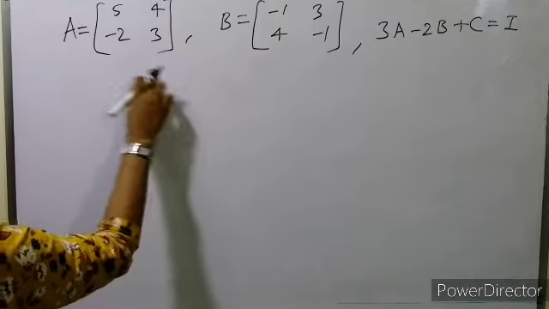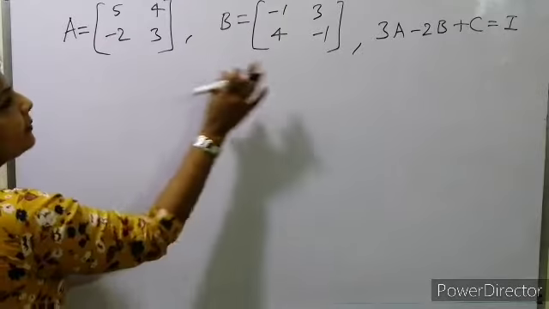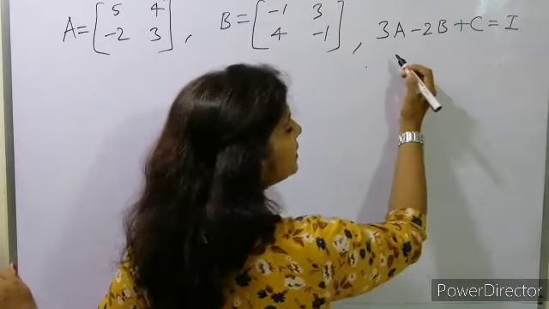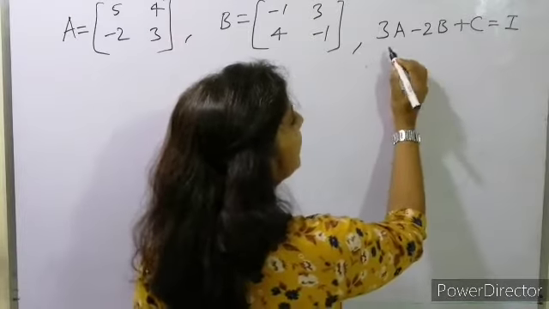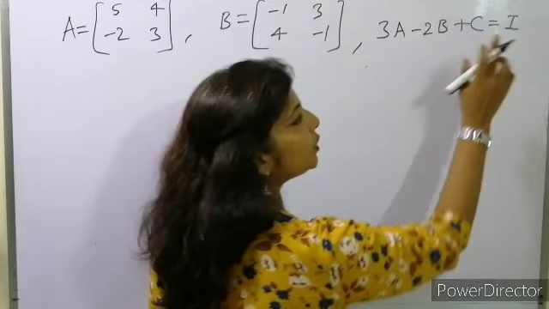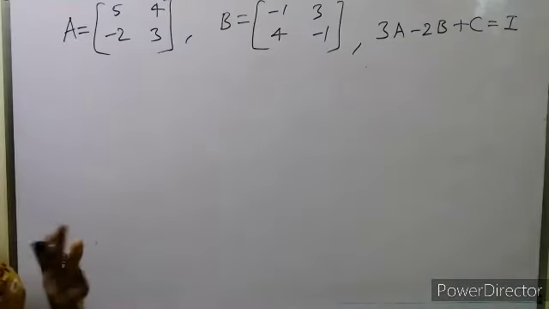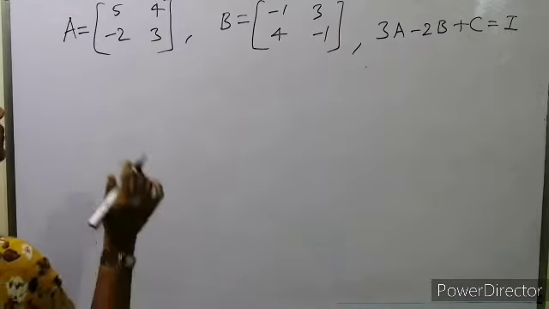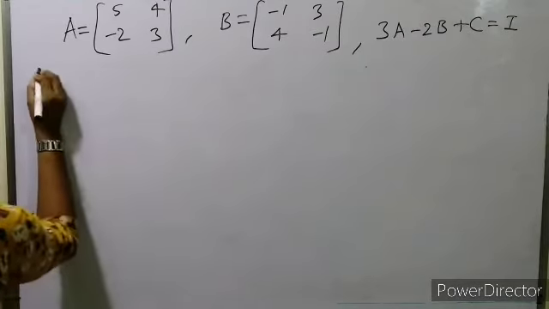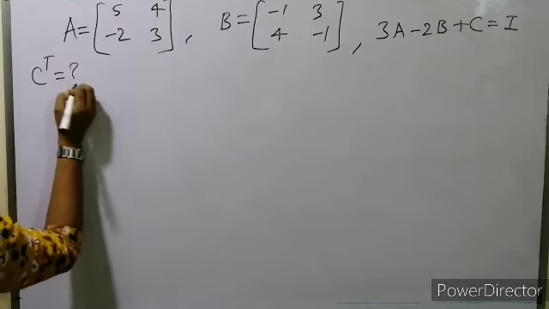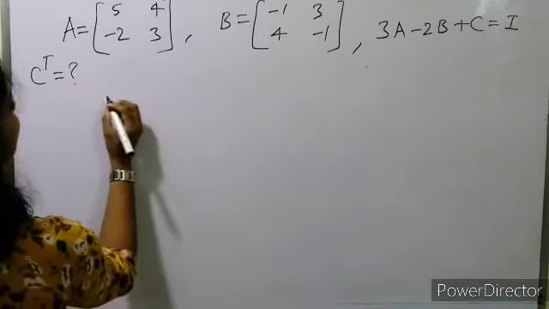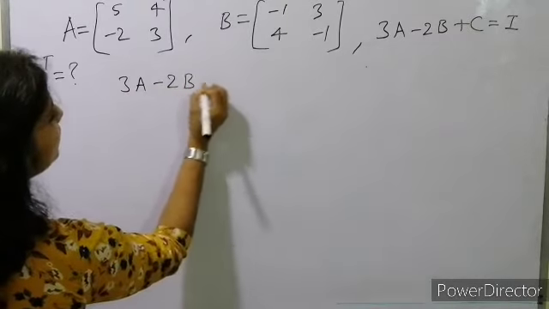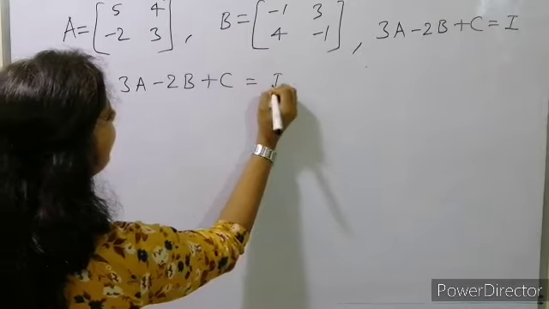Two matrices A and B are given, and this condition is also given. This is an equation: 3A minus 2B plus C is equal to I. I is the identity matrix, and we will take it as 2 by 2. And what we have to find out is the value of C transpose. So first of all, we will go according to the equation: 3A minus 2B plus C is equal to I.